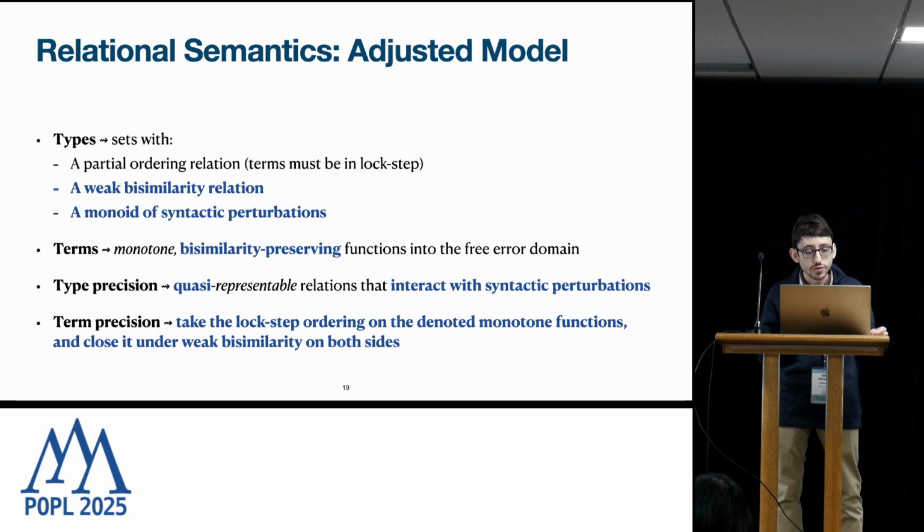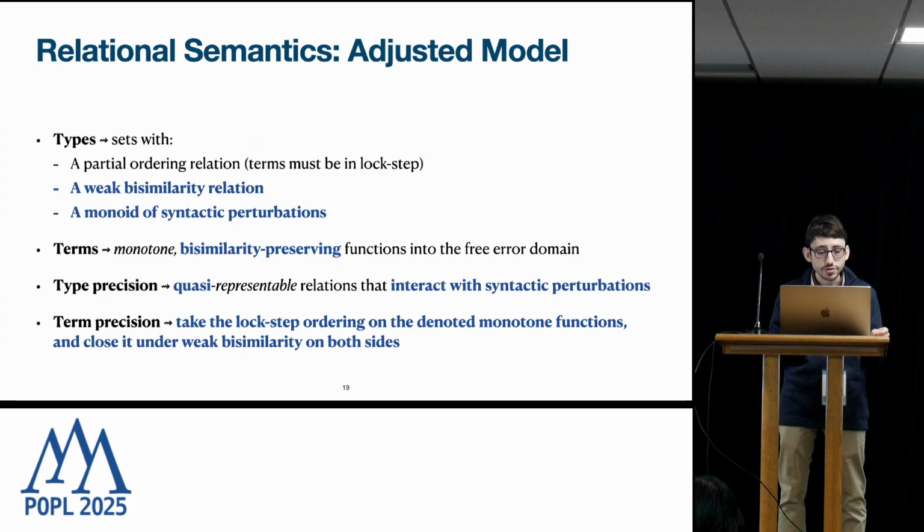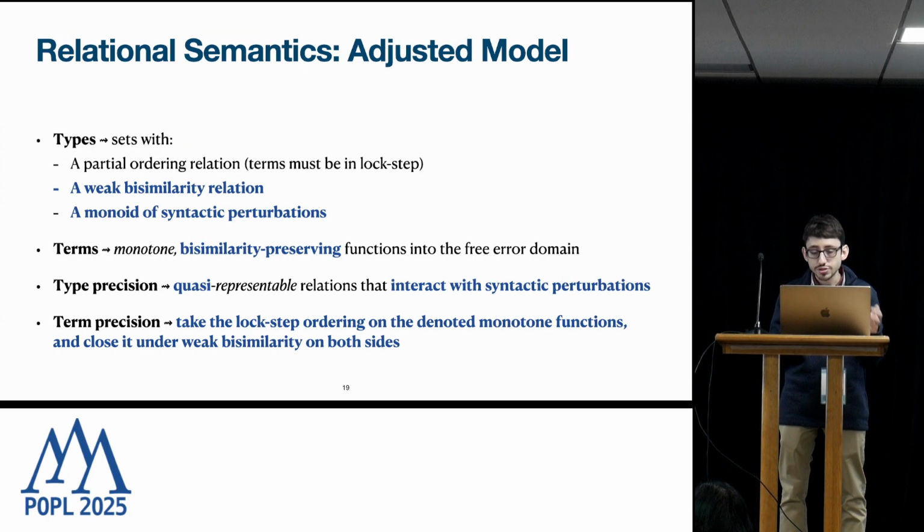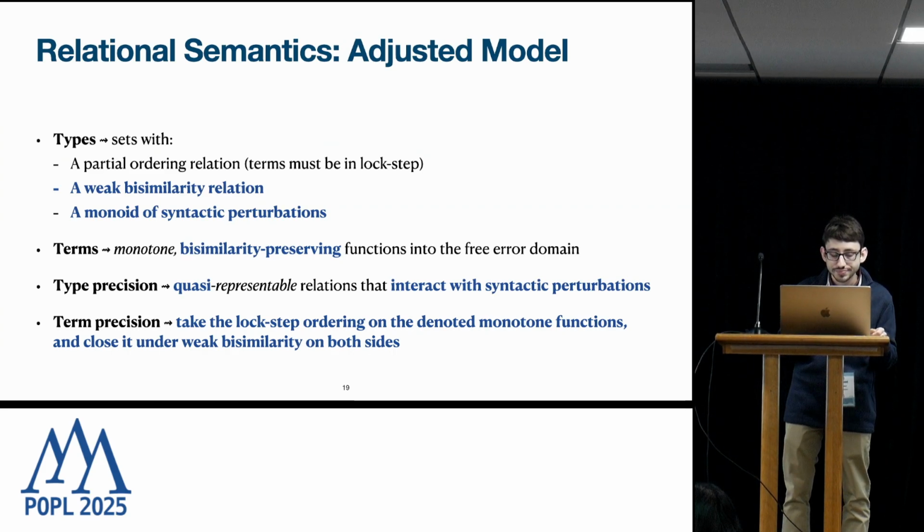So here's how the model looks after making these additions, with the new aspects shown in blue. The important takeaway here is just that we've separated term precision into a combination of weak bisimilarity and lockstep reasoning, using the syntactic perturbations as a means to synchronize the terms where needed, which allows for compositional reasoning while still accommodating steps taken by casts.